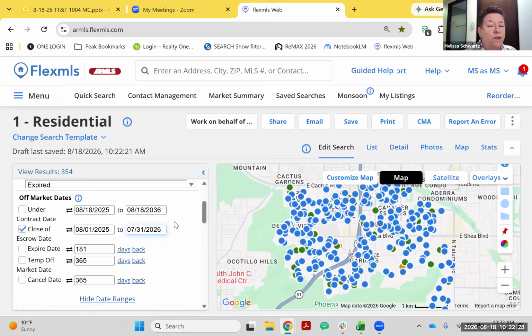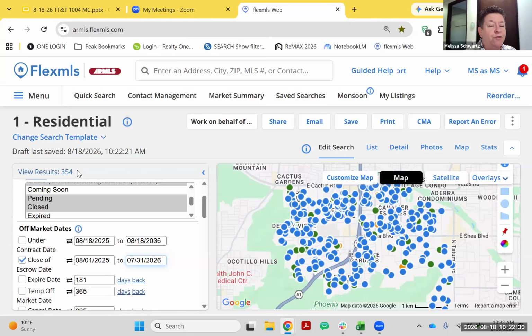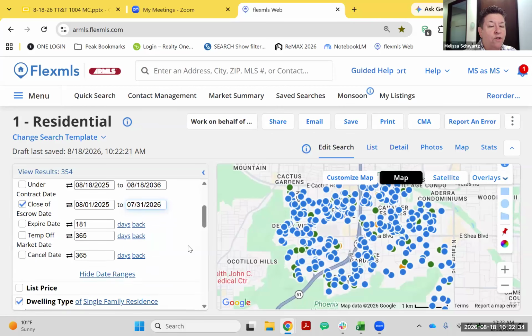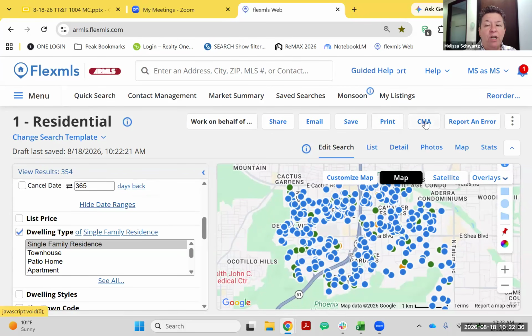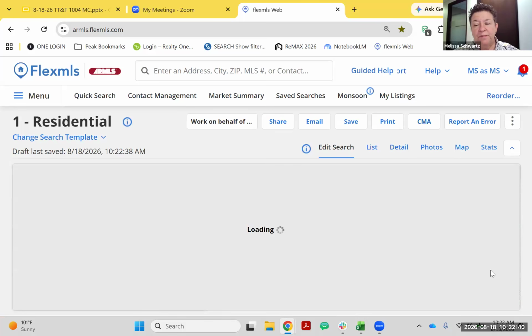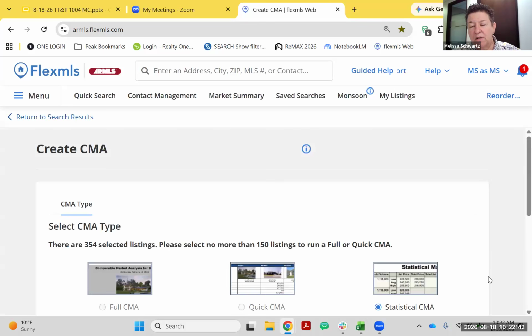Now we got a lot more in there. It's giving us 354 units in all of those things, right? Now I'm going to click on the CMA and I'm going to use all results. We may have a problem seeing all of this. Shrink that down.